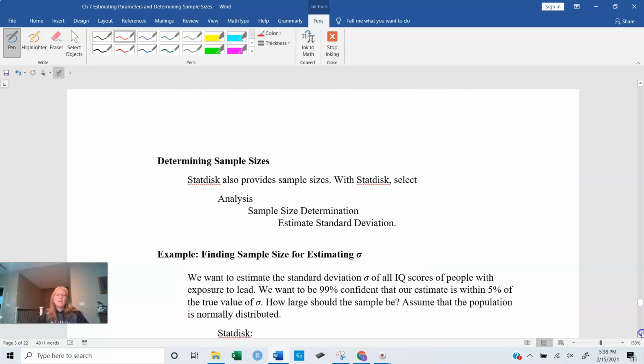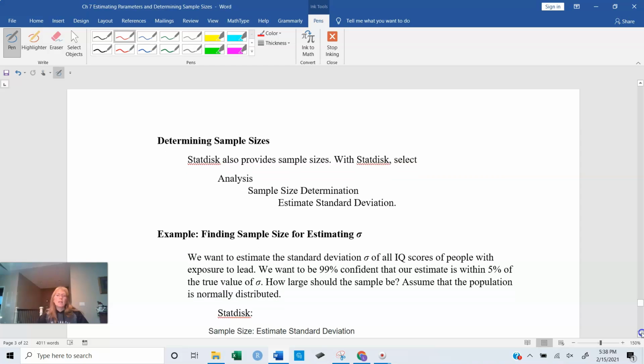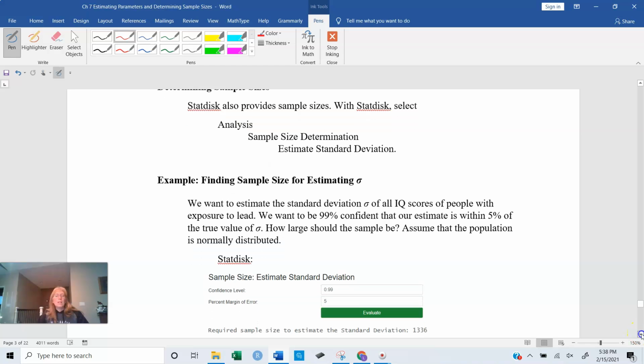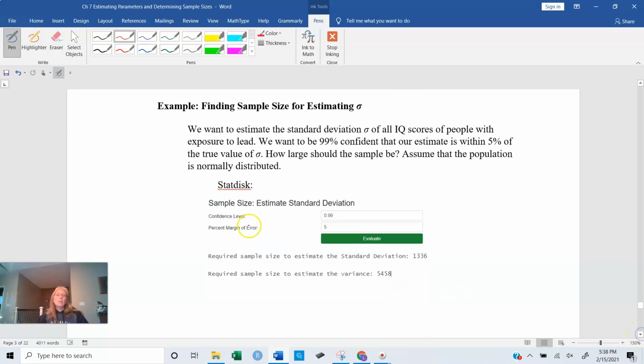Okay, sample size. Again, we will be using StatDisk and plugging in everything that we need. We have a 99% confidence. We have a standard deviation for IQ scores. We want to be within 5% of the true value. So now we go to the same place again. StatDisk, sample size, except it's standard deviation. We have a 99% confidence level. Margin of error is 5.